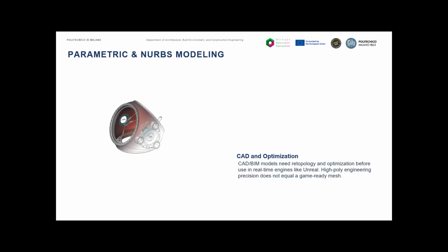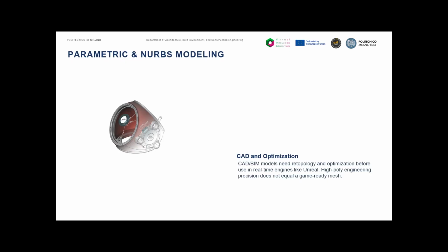Because engineering precision means dimensional accuracy, so the correct measurements, tolerances. Instead, real-time rendering efficiency means polygon budget, draw calls count, and texture memory footprint. So we can see clearly these are very different requirements. And a model optimized for one is typically not optimized for the other.